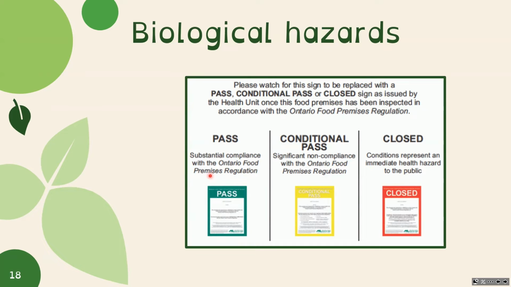They've passed the health inspection to make sure that there are no biological hazards that are going to risk the health of either the workers or the customers. Then we have conditional pass, which means there's significant non-compliance with the Ontario Food Premises Regulation. So they need to do some adjustments. They need to fix some things, and there's going to be another inspection to make sure that they have passed, but they haven't been shut down yet. The health inspector is giving them a chance to improve. And then we have closed.